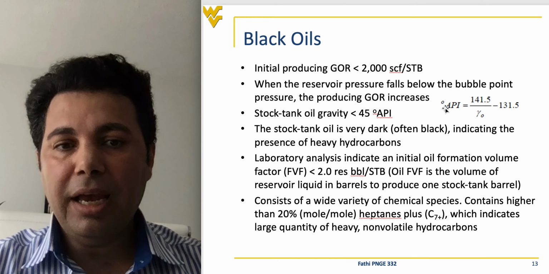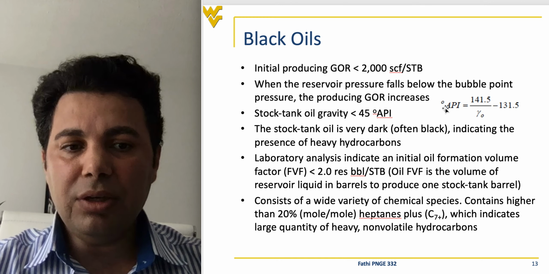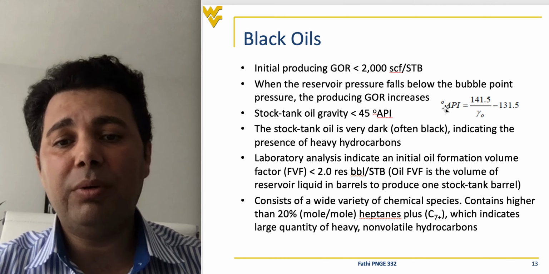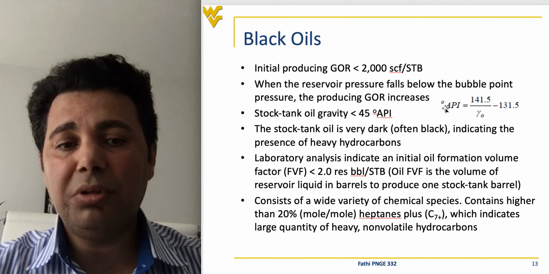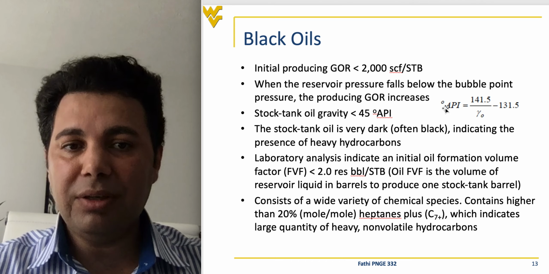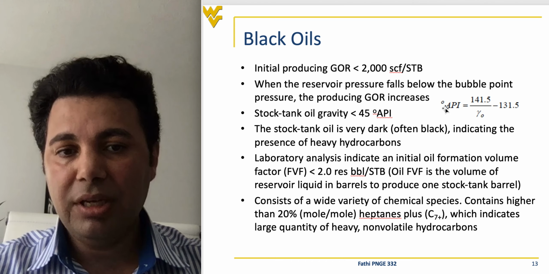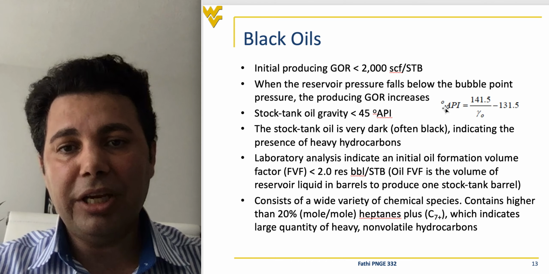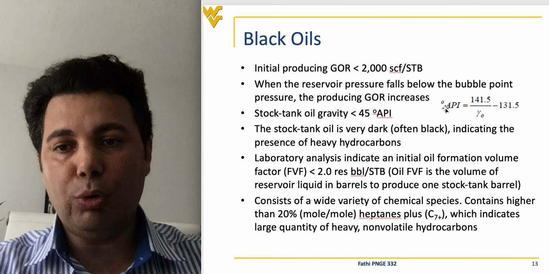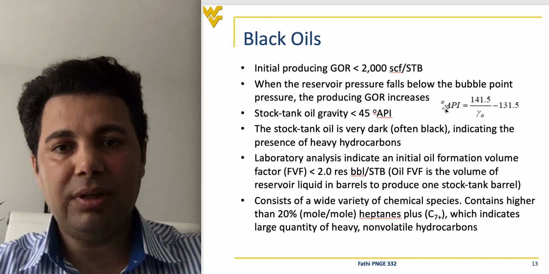And if I look at the analysis of these black oil reservoirs, they usually have more than 20% of heptane plus, so more than 20% of heavy components, which indicates a large quantity of heavy or non-volatile hydrocarbons in this fluid. Okay, so initial gas oil ratio less than 2,000, API gravity less than 45, formation volume factor less than 2, and more than 20% of heptane plus. These are good indications, and so is the black color of the oil. So we look at these. Sometimes the API gravity might overlap with different reservoir fluids, but if we compare the list of the parameters that we have, we can easily identify the fluid type.